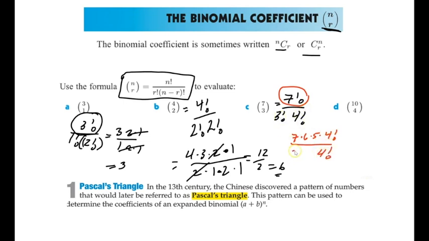This one I could write out 3 times 2 times 1. So these cancel. If you notice, 3 times 2 times 1 is 6, that cancels out the 6 there. And all I get is 7 times 5, which is 35.